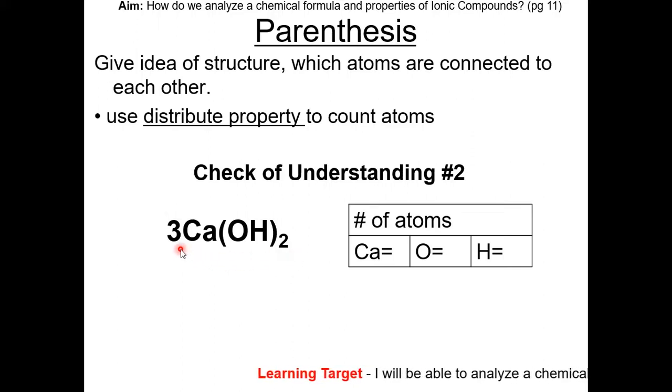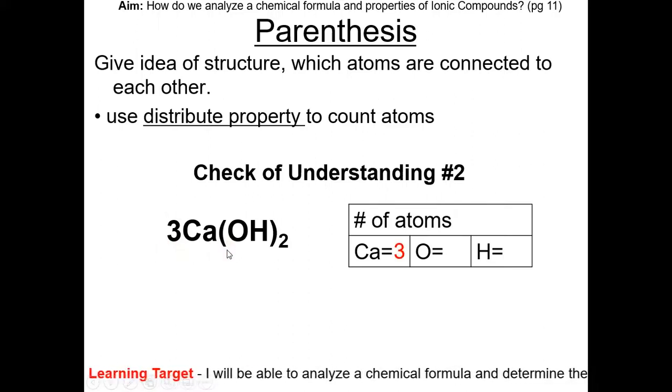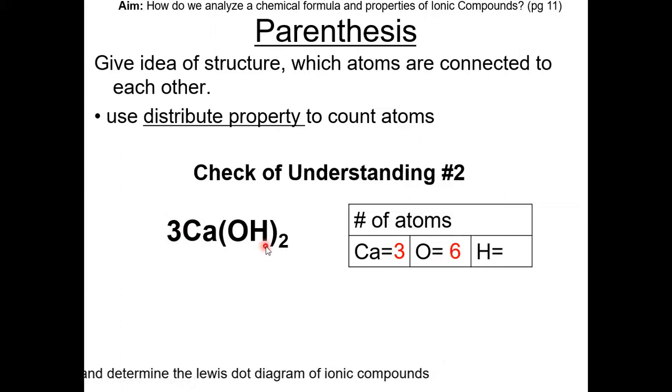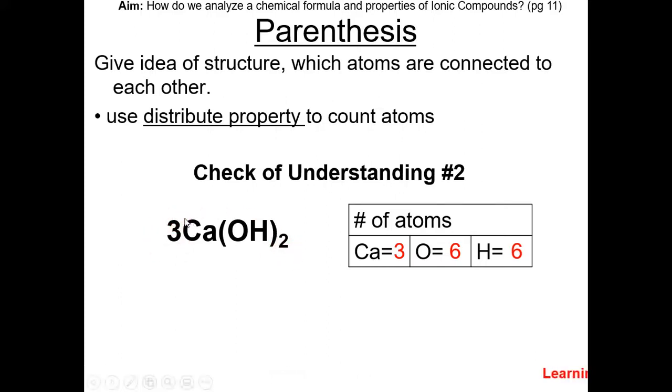So the subscript for calcium is 1, but the coefficient is 3. So 3 times 1 is 3, so we have 3 calcium. For oxygen, the subscript is 1, but it's in the parentheses. So 1 times 2 is 2, and since the coefficient is 3, 2 times 3 is 6. For hydrogen, the subscript is 1, but since it's in the parentheses, 1 times 2 is 2, 2 times 3, which is the coefficient, is 6.